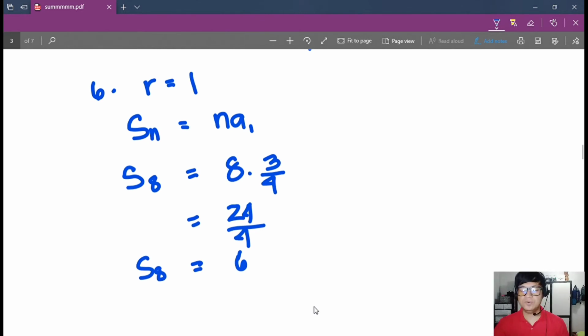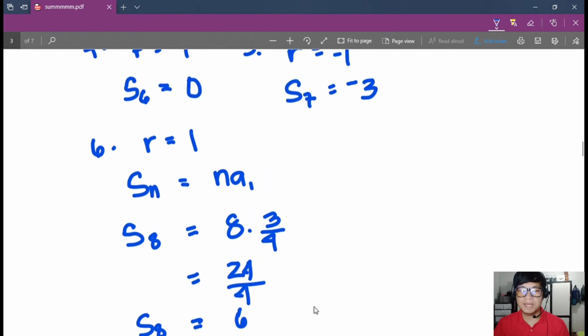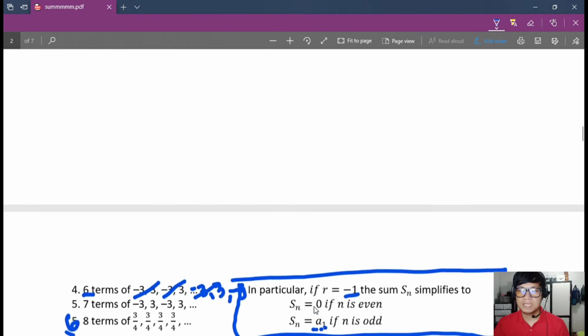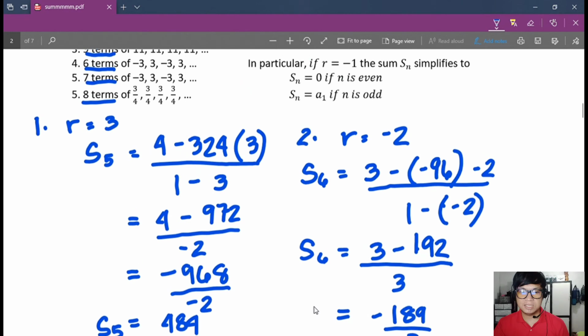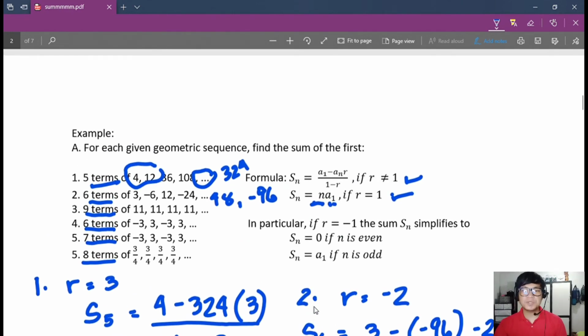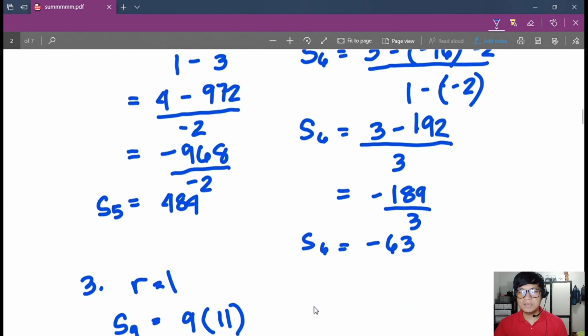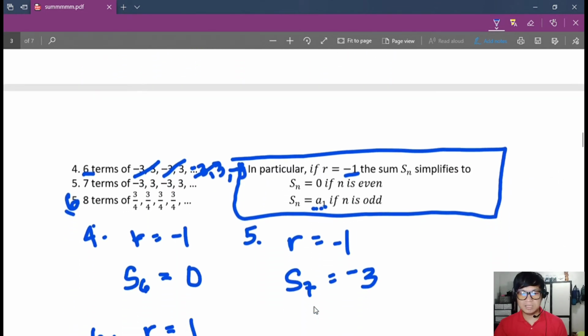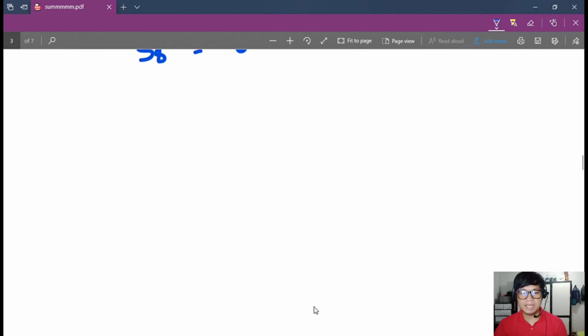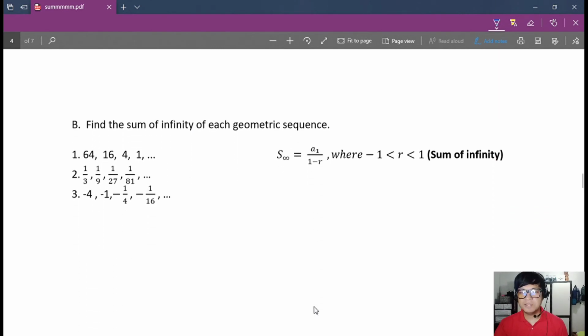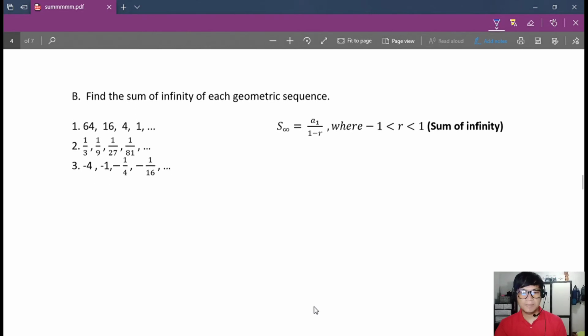Okay, so yun yung ating mga solutions using the different formulas sa finite geometric series. Okay, let's proceed to the next one, which is the infinite geometric series. Ito yung example natin. Find the sum of infinity of each geometric sequence. Okay, ano nga ba dapat ang condition? The condition is the common ratio must be between negative 1 and 1.